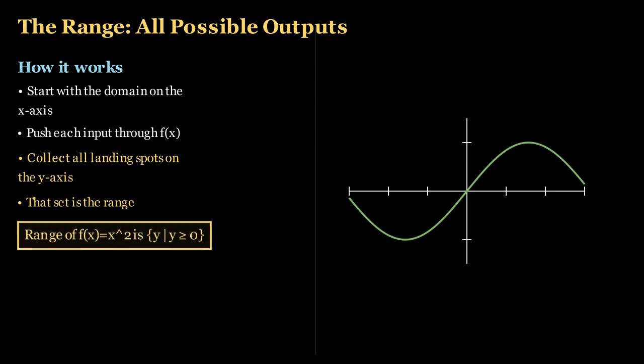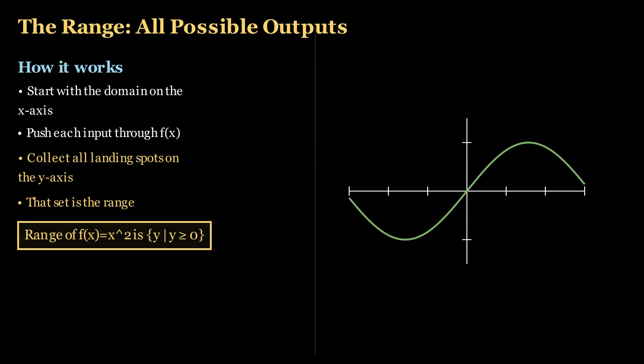We write this as the interval from 0 to infinity, with a square bracket at 0 to show it's included. This is a subset of the codomain, which we usually set as all real numbers. The codomain had negatives available, but the function never uses them.